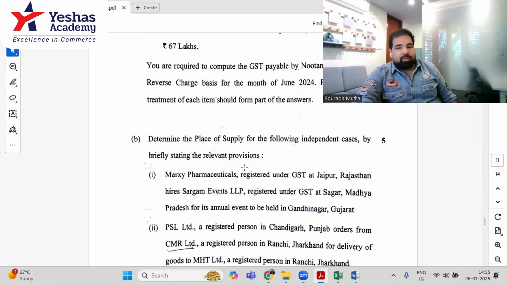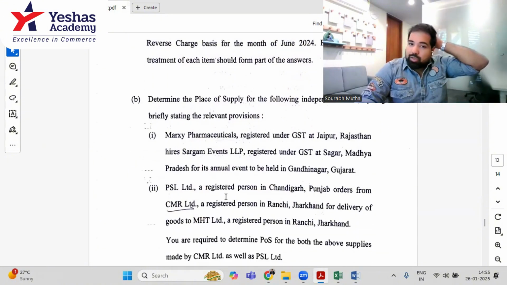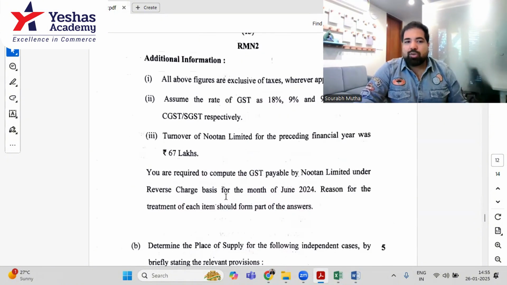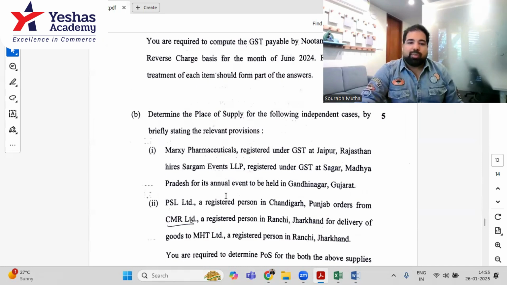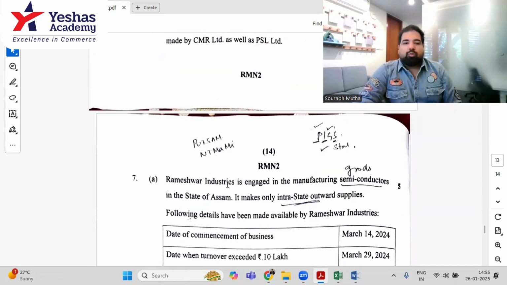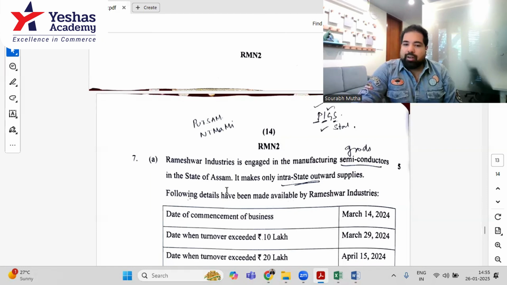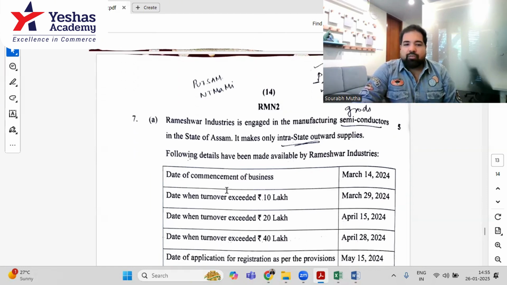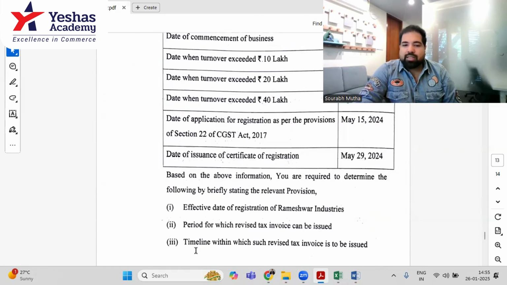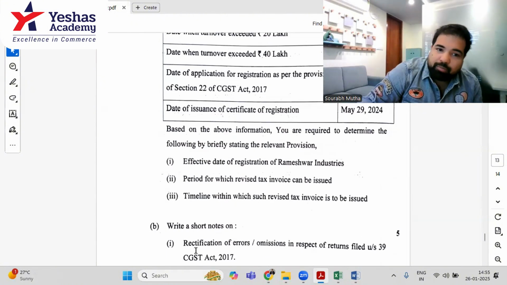Determine place of supply. Place of supply is a very predictable chapter, so most people will know this really well for 5 marks. So question number 6 now looks doable, and it is strong. Question number 7: they manufacture semiconductors in the state of Assam. It only makes intra-state supply, and here we are talking about registration and revised invoices. Again, this concept is very strong, so in 7 also, part A becomes strong.